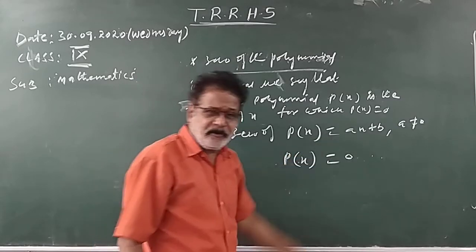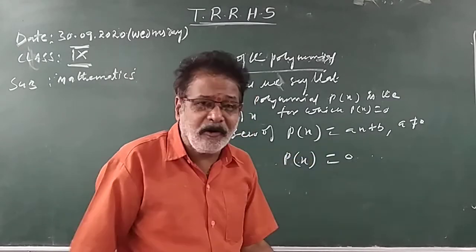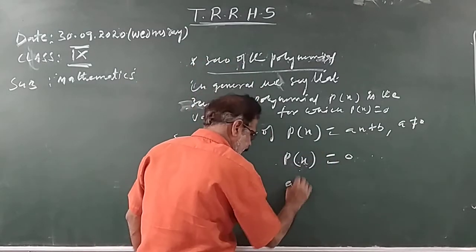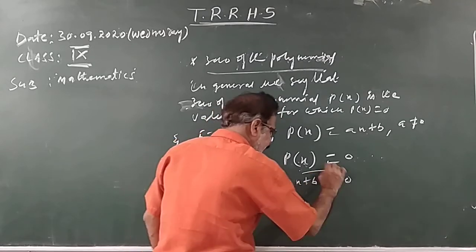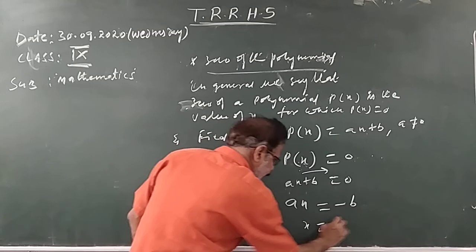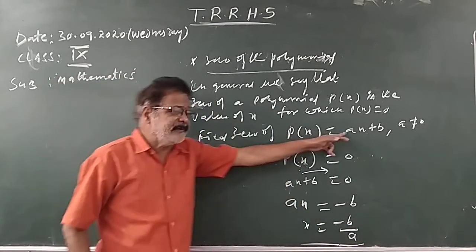P of x is equal to 0. When you want to find the zero of the polynomial, set the given polynomial equal to 0. What is the given polynomial? P of x equal to ax plus b, that is equal to 0. Ax is equal to, sending b to the right side, it becomes minus b. X is equal to what? Minus b by a. So this is the zero of the polynomial ax plus b.